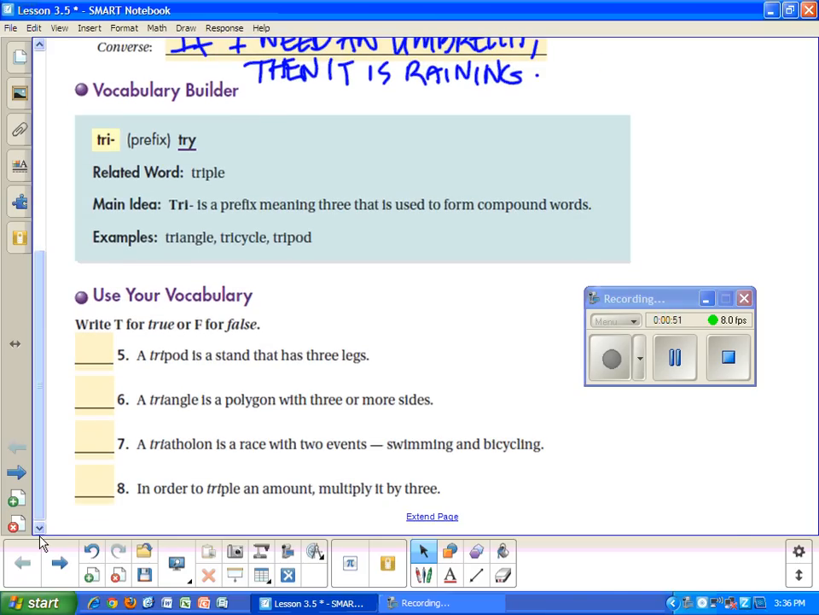All right, number 5 is true, 6 is false, 7 is false, and 8 is true.